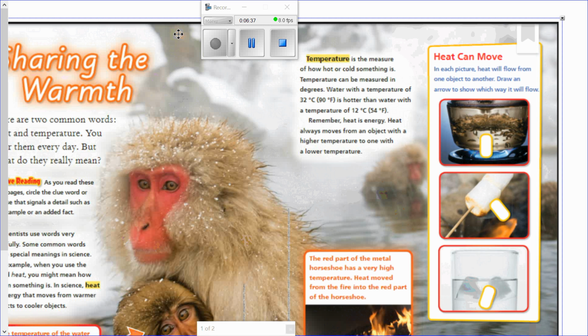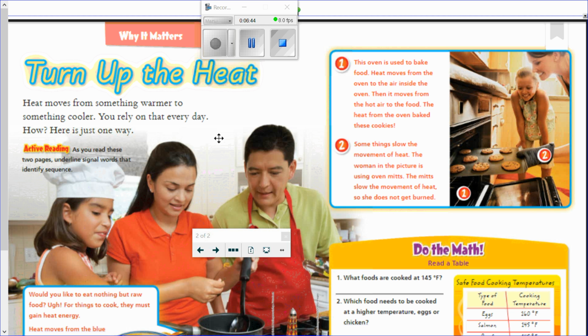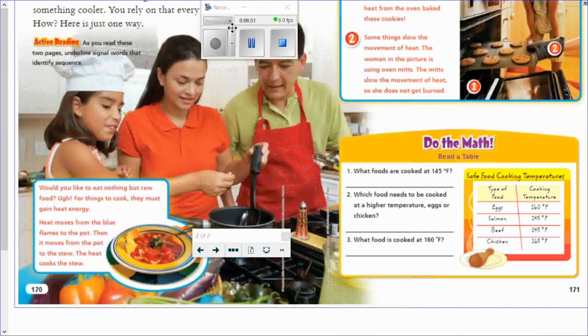All right, on to the next page. It's our last page for today. It says, turn up the heat. Heat moves from something warmer to something cooler. You rely on that every day. So let's see how we rely on heat.